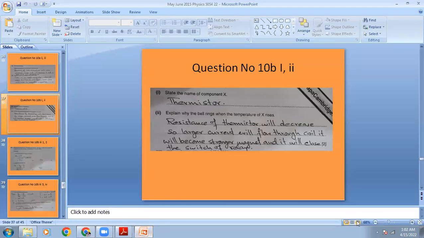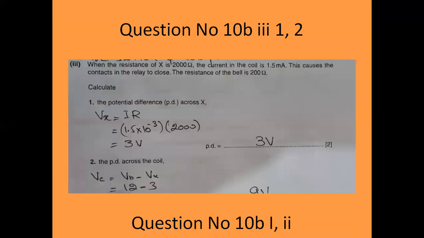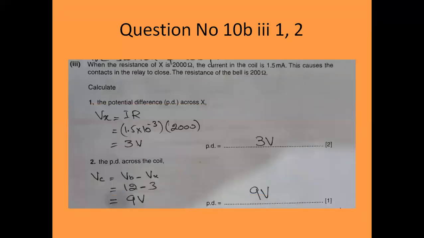Let me show you the numerical which I have done. So the voltage drop across the X will be V equals IR. I is 1.5 × 10^-3 because it's milliampere, so that in amperes it will be 1.5 × 10^-3. And the resistance is 2000 ohms. So V equals IR. Just multiply them and you will get 3 volt. So the voltage drop across the thermistor will be 3 volt.